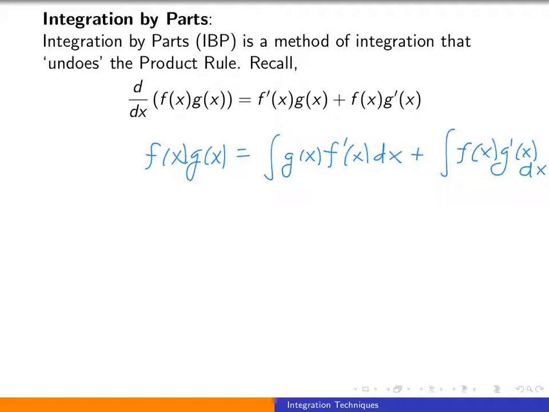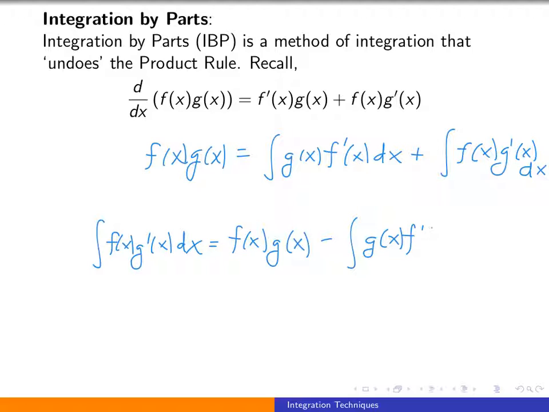And if we were to isolate what we have on the right-hand side, this integral of f times g prime will be equal to f of x, g of x, which is already on the left, and then subtract away the integral of g of x, f prime x, dx. And the formula that we see here is what we will think of as being integration by parts.